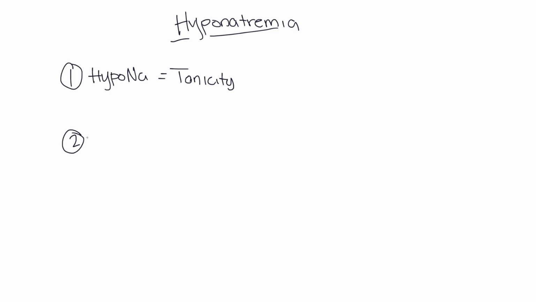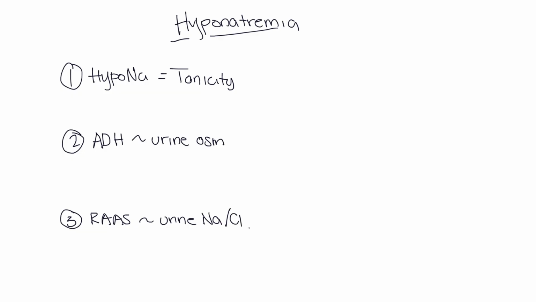The second rule that we're going to go by is that ADH manages our urine osmolarity. Okay, and we're going to talk about the triggers for ADH. The third is that RAS manages our urine sodium and chloride, and this is going to be important for us to understand effective arterial blood volume.